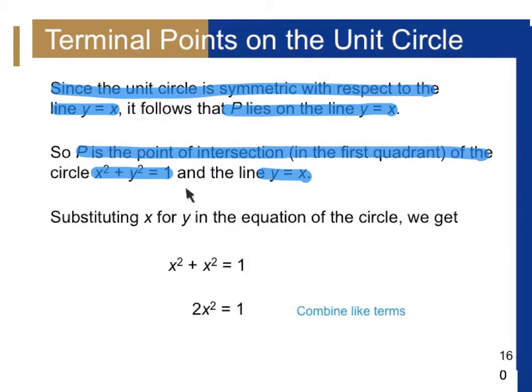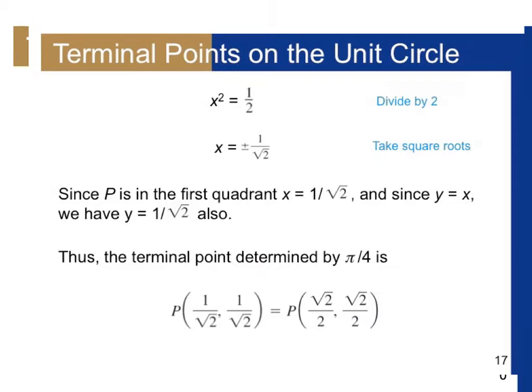So if we substitute y equals x into here for y squared, we can use x squared. Now we have x squared plus x squared equals 1, which gives us 2x squared equals 1, combining like terms. So now we have x squared equals 1/2. We divide both sides by 2. Taking the square root of both sides, we get x equals plus or minus 1 over square root of 2, taking the square root of 1/2. Now, since P is in the first quadrant, and since y equals x, we also have y equals 1 over square root of 2.